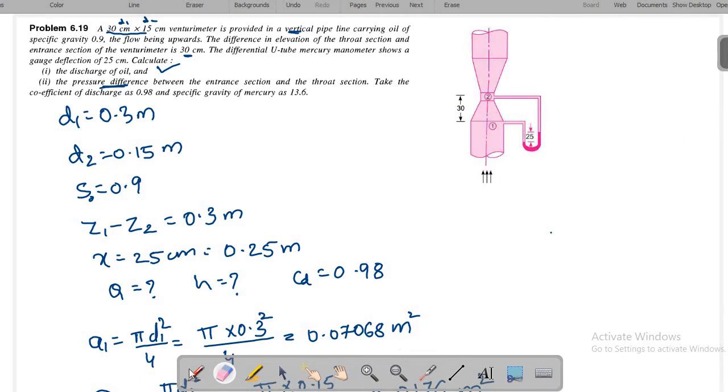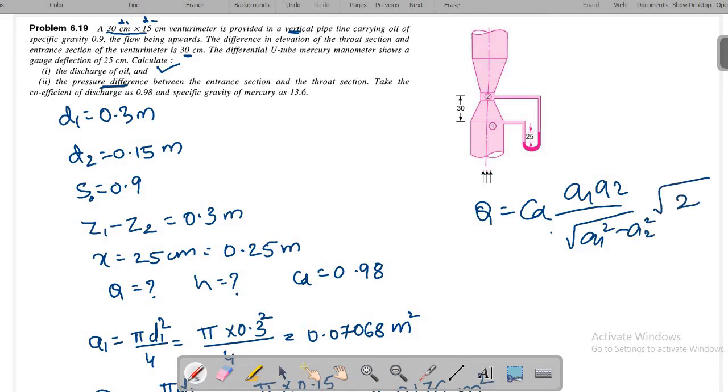These many data they have given. As usual, our procedure, need not to worry. So we have the equation Q is equal to CD into A1 into A2 divided by root of A1 square minus A2 square into root 2GH. This is our equation. In this equation, CD is given, A1 and A2 can be calculated using the D1 D2 diameter. H, yeah, they have given the X value. Using that we will do this. You carry on whichever way you want, and the things you know. Okay, first you finish the known things.